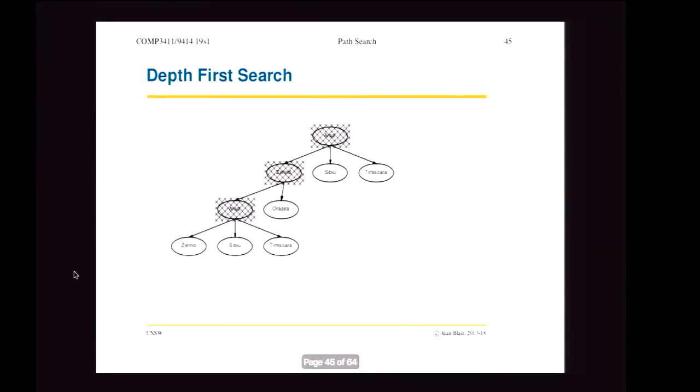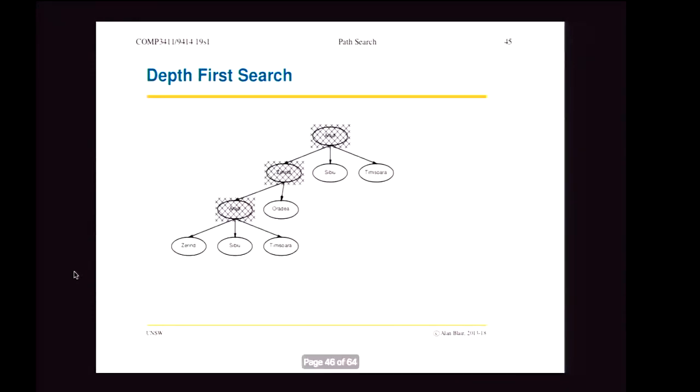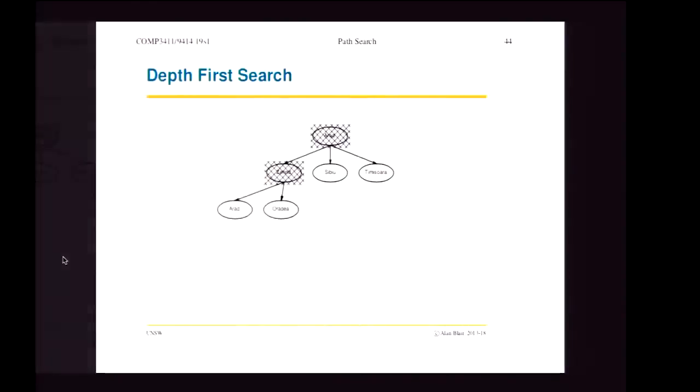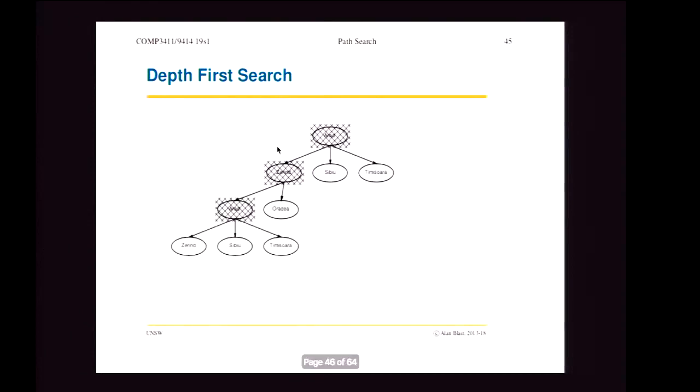Okay, so what are the properties of this? Well, the thing about depth first search, it's very important that we don't go in a circle, so that we remember the nodes along the current path, because if I didn't remember that, I could go from Arad to Zerind and then back to Arad and then back to Zerind, and I could just keep going endlessly back and forth between Arad and Zerind.